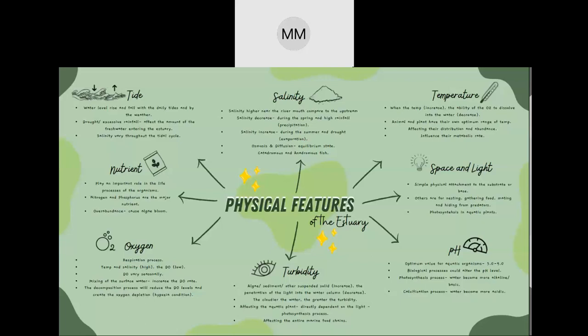Next is the oxygen. Oxygen is very important for a living organism as they will use it to undergo the respiration process. The dissolved oxygen will be highly influenced by the temperature and the salinity. When there is high salinity and temperature, the dissolved oxygen becomes low. But the dissolved oxygen will increase when there is mixing in the surface water due to winds, waves or turbulence.